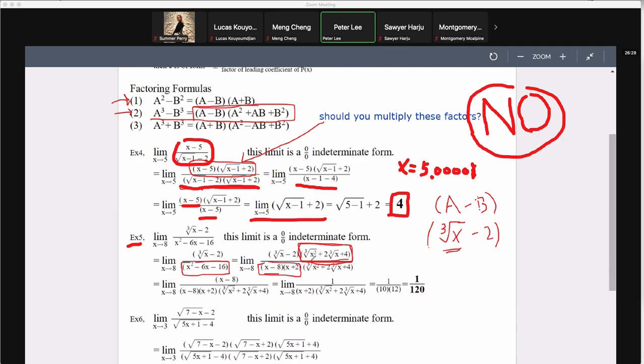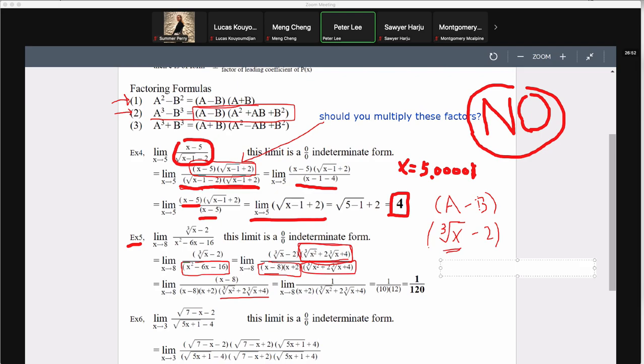Now note that the cube root conjugate should also be multiplied to the denominator as well. But this guy, we don't touch, we don't do anything with this guy. And by the way, when you plug x into this guy, it is not 0. Anything which is not a 0 and not infinity, usually we don't touch. Don't do anything.